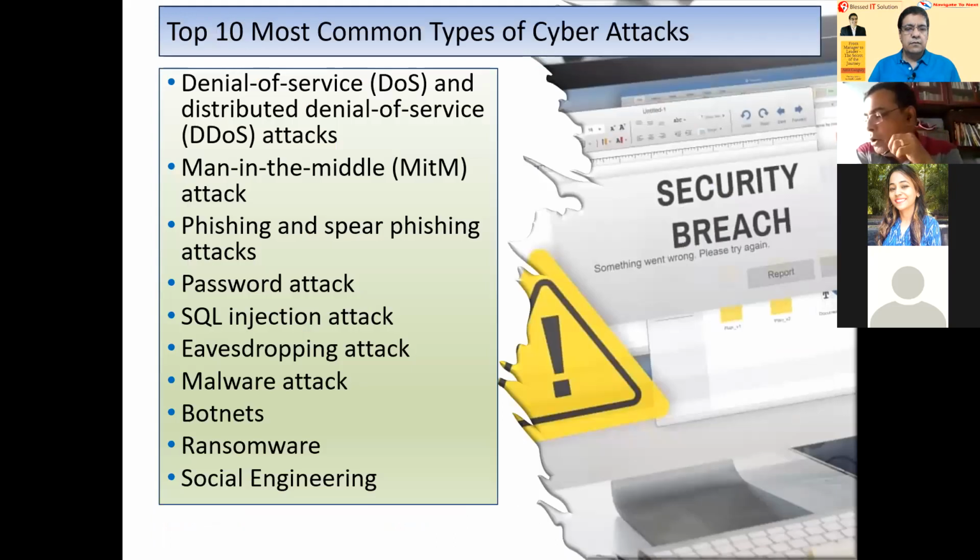Now, the most dangerous things which may attack us are the denial of service attacks, which make your system slow. And at a certain point of time, you will see that your system is dead. So you have to reboot your system. That is what we call a DOS. And when this DOS is spread across your network, it is called a distributed DOS.